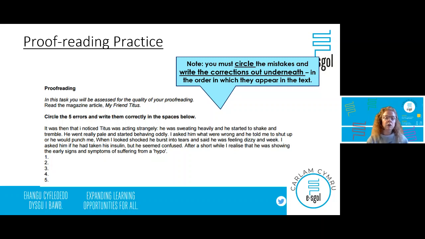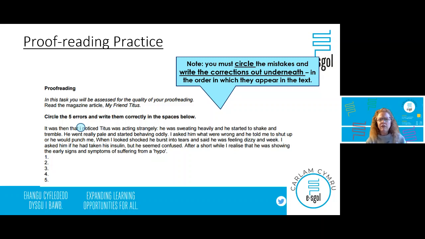Now, the first mistake I noticed when I start looking at this one, it was then that I noticed Titus was acting strangely. If I look at that, I can see that the I is a lowercase i. Well, I know that anytime I write I need a capital letter. So I know that's a mistake. So that's my first one. I'm going to circle it.